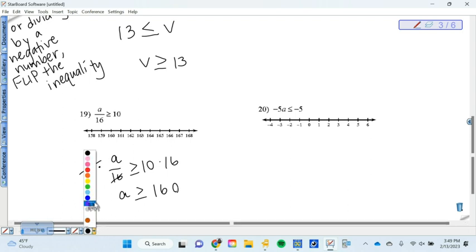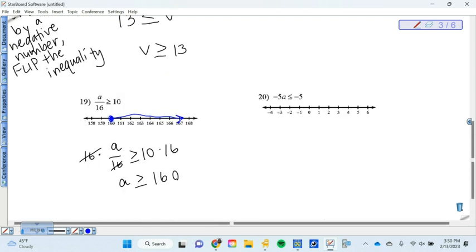So then to graph that, since I multiplied, do I have to flip the inequality? No, because I multiplied by a positive 16. Only if you multiply by a negative number do you have to flip the inequality. So for this one, I go to 160, put my closed circle there, and since A is greater, I go to the right. Okay? So 18 and 20 are for you, just a couple minutes.